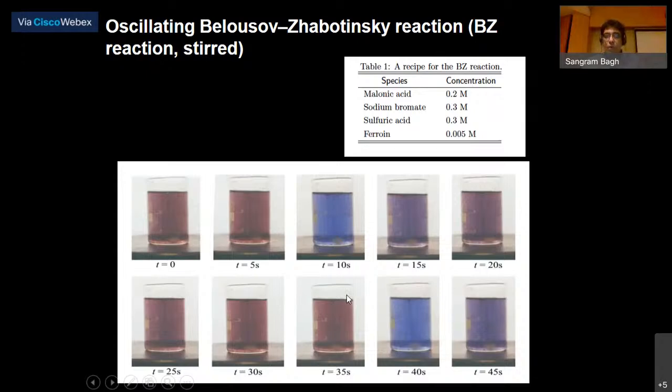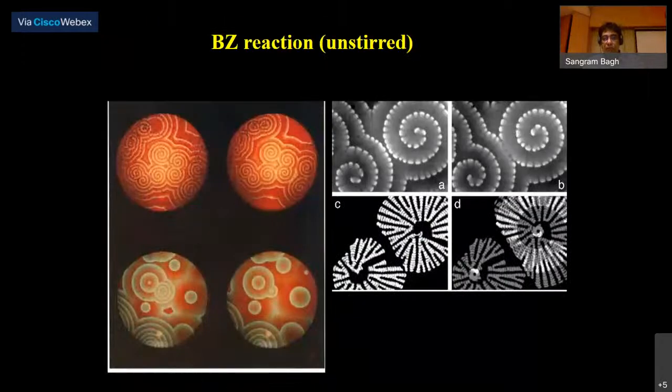That's a very important point, because if you do the same reaction without stirring, just putting those chemicals in a beaker or a petri dish, with time you start seeing the start of a pattern, different kinds of patterns. And these patterns are somehow connected directly to the growth of the heart. We'll see in some next slides what those are.